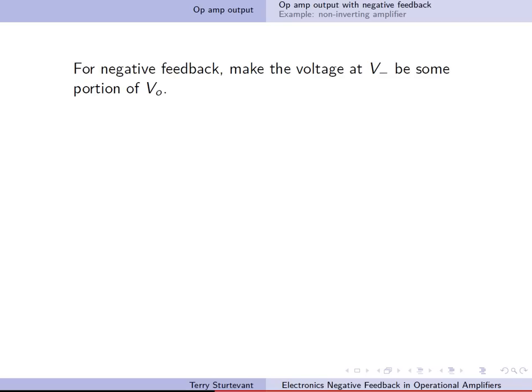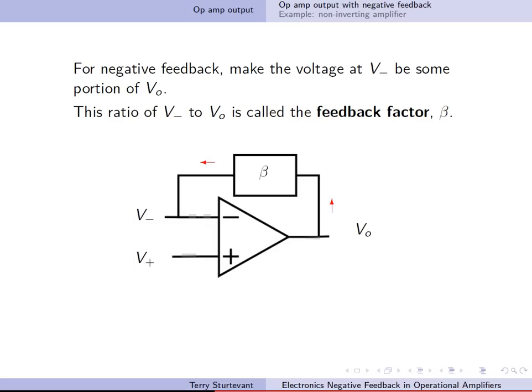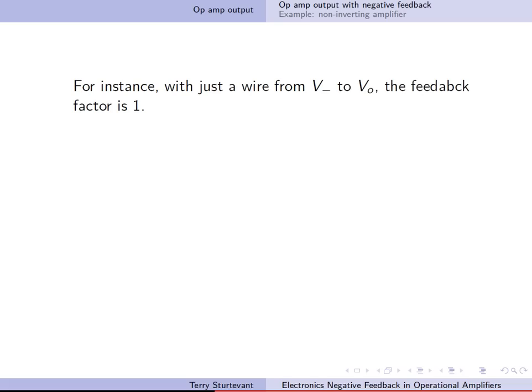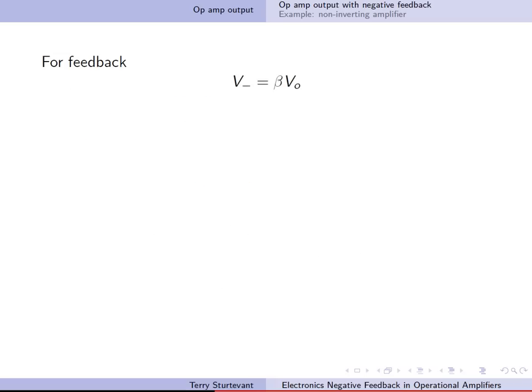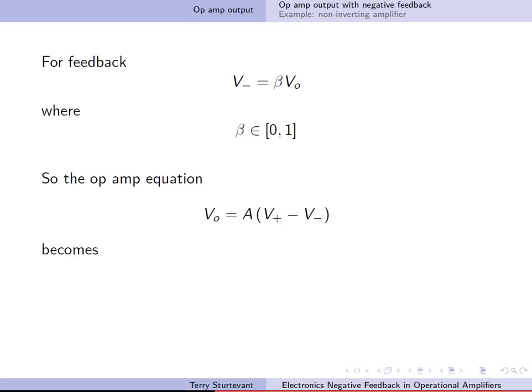For negative feedback, the voltage at V- is made to be some proportion of V out. The ratio of V- to V out is called the feedback factor beta. For instance, with just a wire from V- to V out, the feedback factor is 1, and this is the case for a voltage follower. So for feedback, V- is beta times V out, where beta is between 0 and 1. So the op-amp equation becomes this.